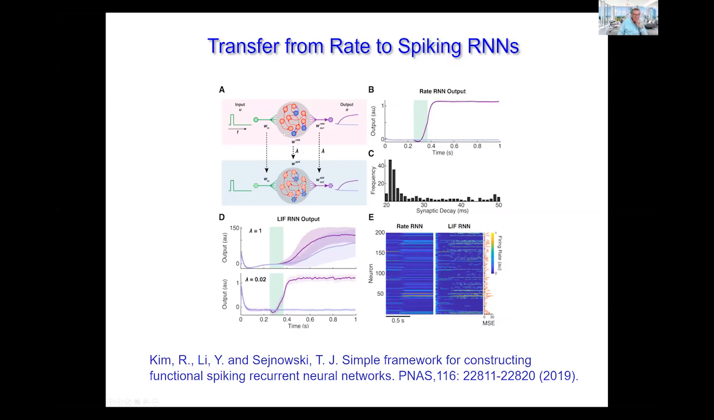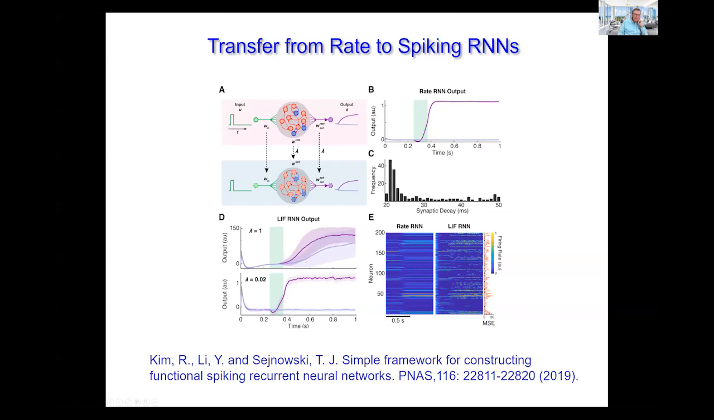So first you train up the recurrent neural network. In this case, it's just a simple integration of the input. And here's the output. You can see it's been trained up and it works very well. But now if you transfer the weights one for one, at lambda equals one, you can see that it destroys the performance.